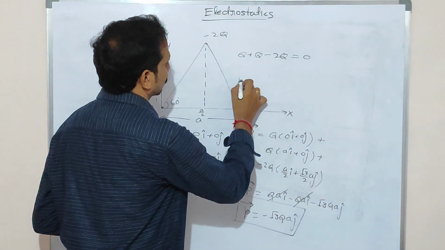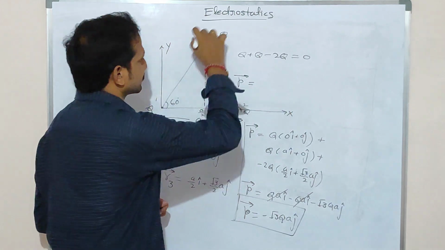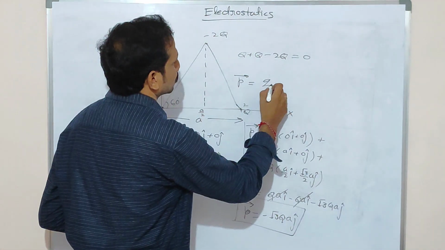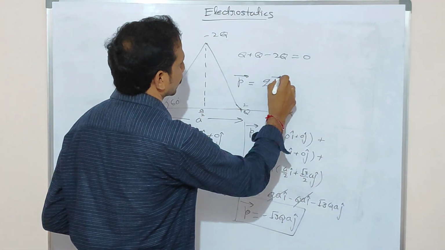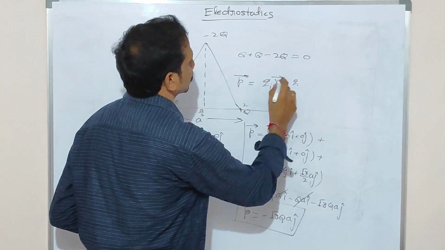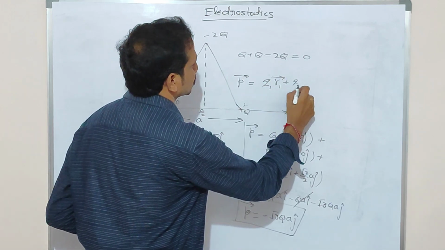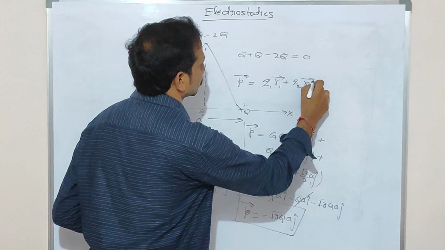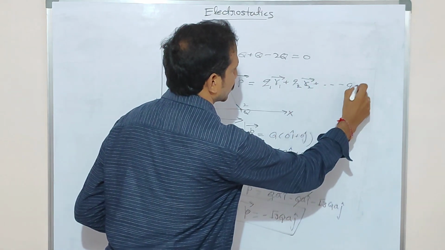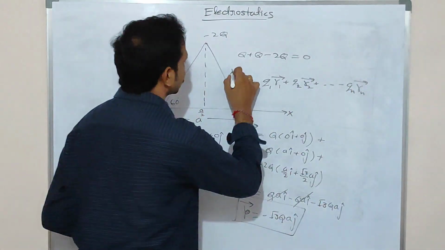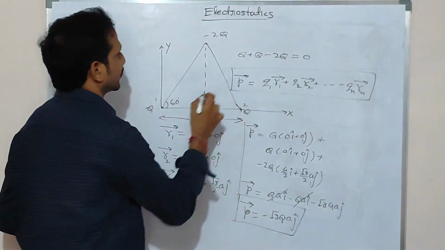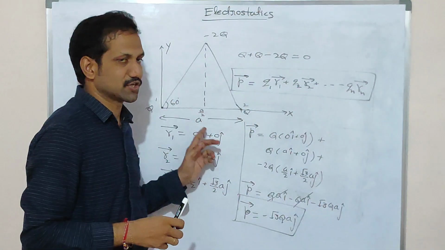The formula I am giving one more time: the dipole moment of a system of charges equals q1 r1 vector plus q2 r2 vector, and so on, up to qn rn vector. This is the general formula to find the dipole moment of any system of charges.